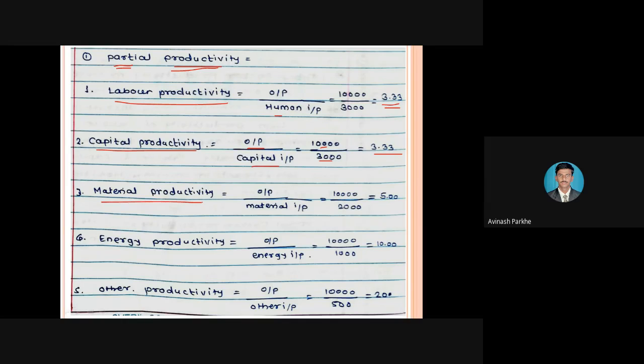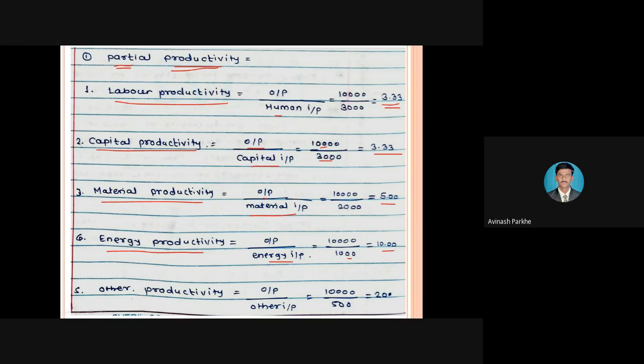Then material productivity. Material is also one of the important resources. To calculate its productivity, again total output upon material input. Material input is 2,000, total output 10,000, so material productivity is equal to 5.00. Energy productivity, again the formula: energy input is 1,000, output is 10,000, so you will get the productivity as 10.